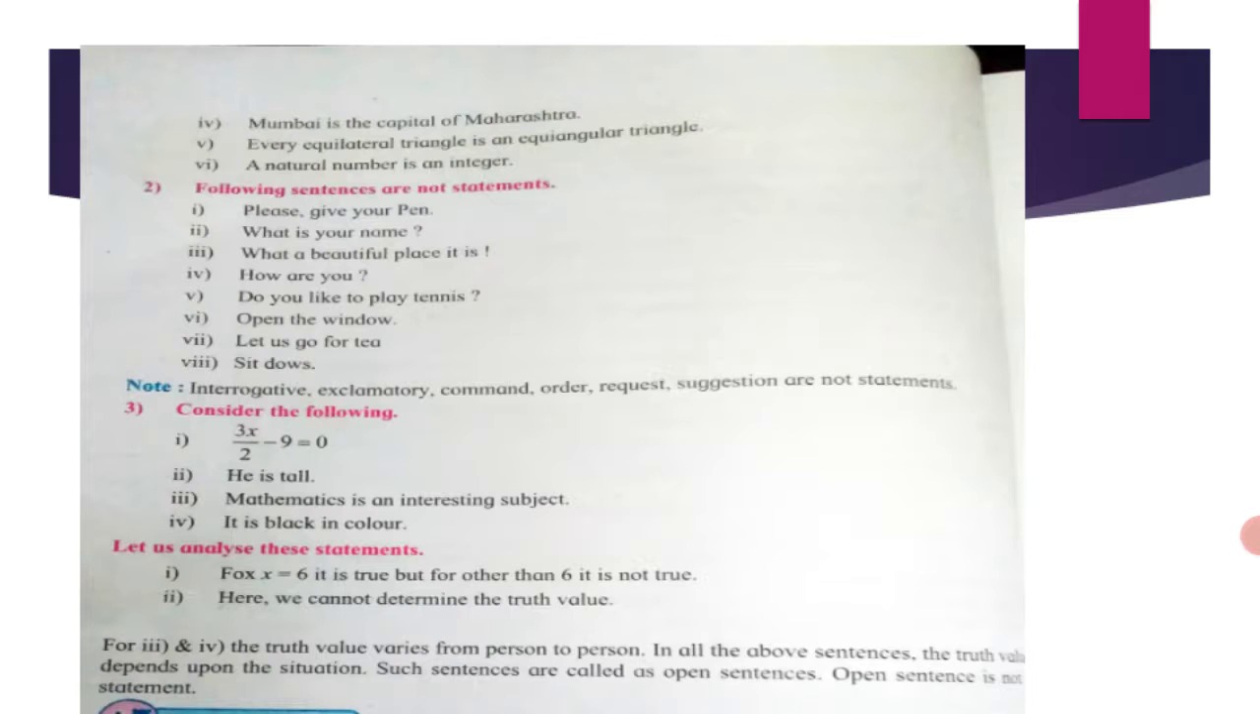Okay, he is tall. This is also not a statement. For 3 and 4, the truth value varies from person to person. If a very tall person is seeing that tall person, he is very short. So it depends on the person. That is why these sentences are open sentences and hence not statements.